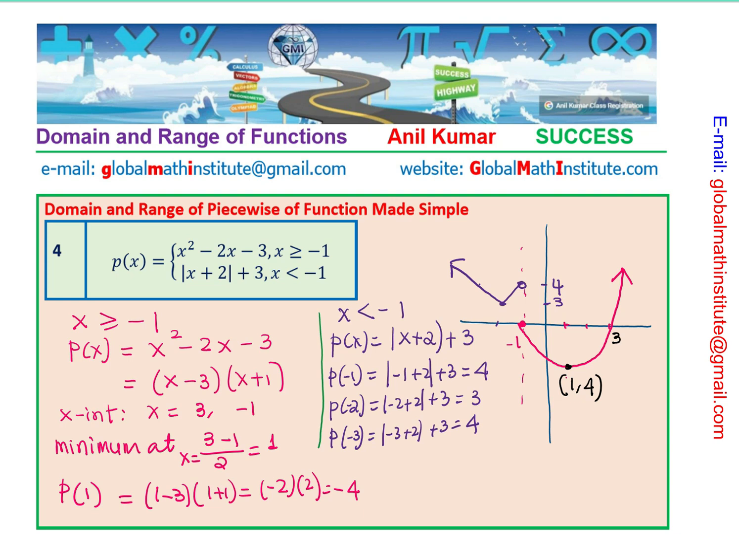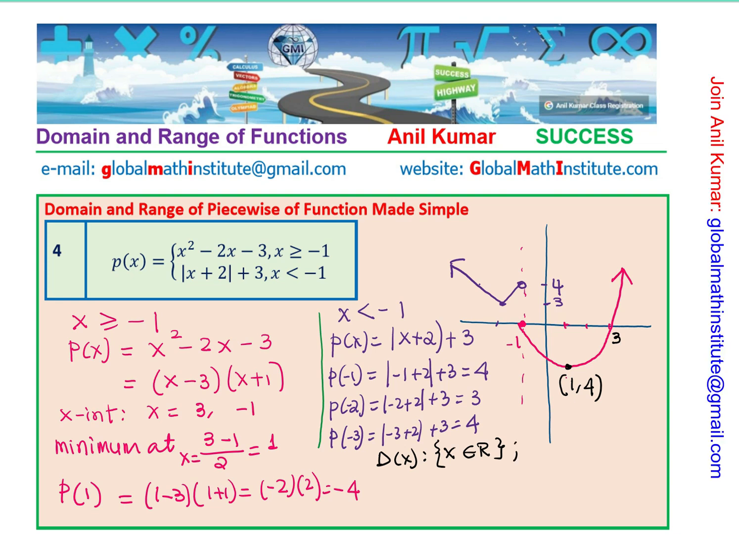So I'd like you to write down the domain now. So the domain of this function, as you can see, is x belongs to real numbers, all values are included, right? How about the range? So the range of this function is what? y belongs to real numbers. However, you see there is a gap from 0 to 3, right?